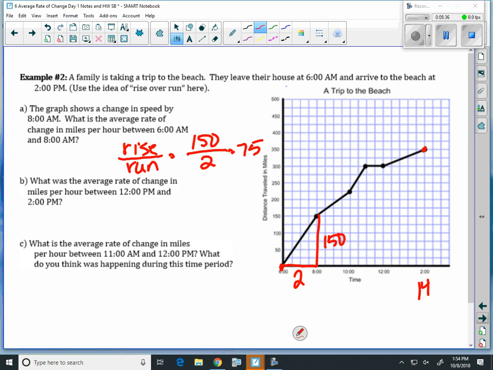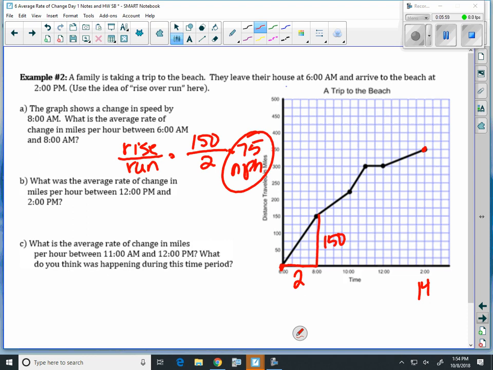Which is 75. Okay, and that's 75 miles per hour. Is that a valid speed? 75 miles per hour? Kind of fast, right? So if you think about what kind of road they're on, what would you assume? A highway, right? They're going 75 miles per hour, they're on a highway. Hopefully they're not going 75 downtown. Probably gonna get picked up.